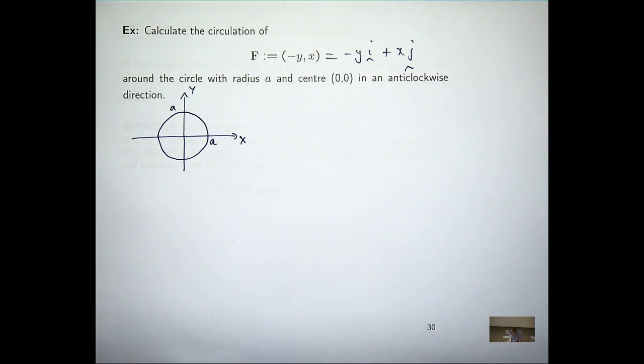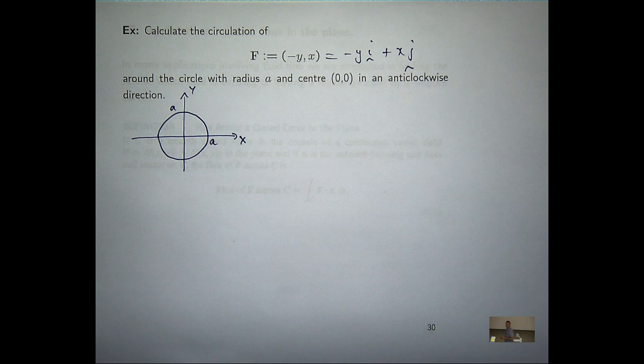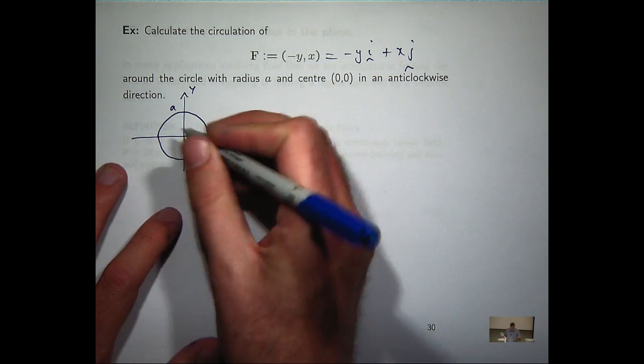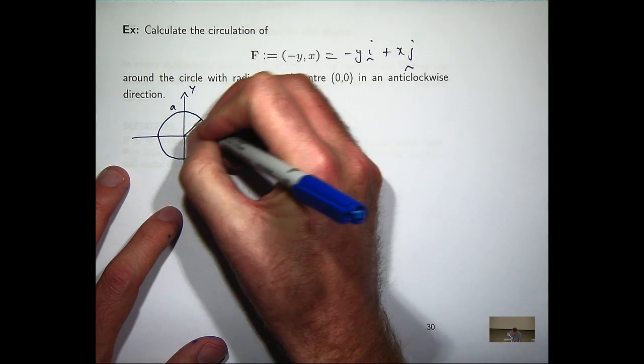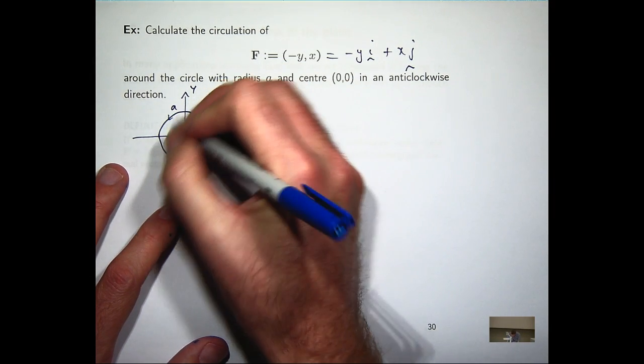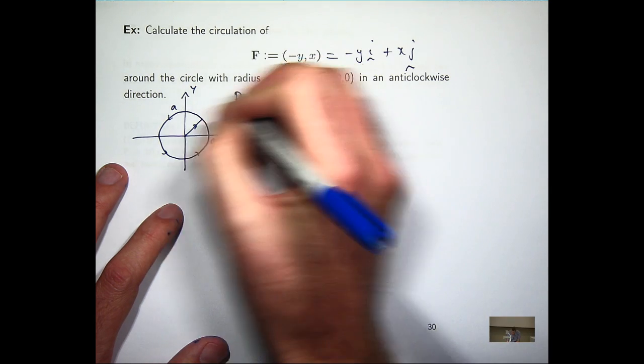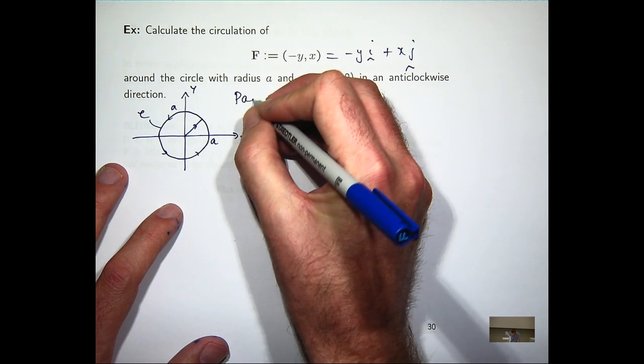Here's my curve. Essentially what we're asking in this question is how well does the vector field line up with that curve? That's essentially what we're calculating. Okay, so let's parameterize. So we want to sort of go this way. So parameterize C.